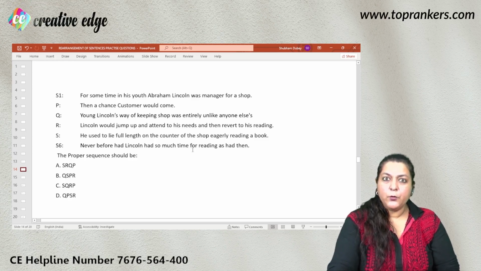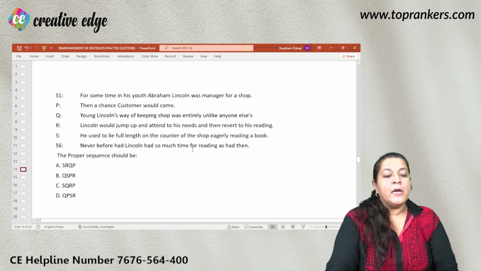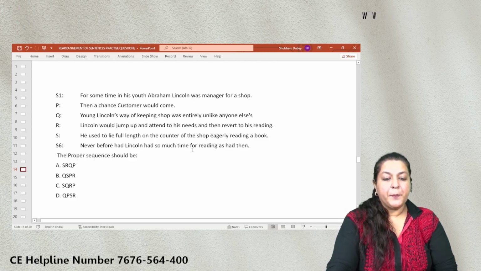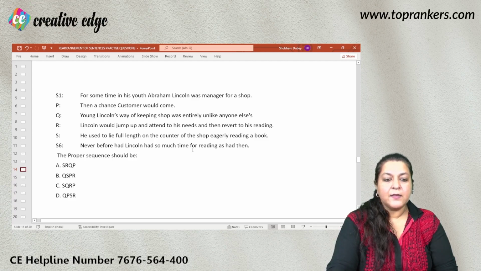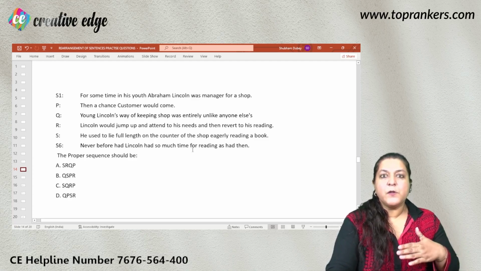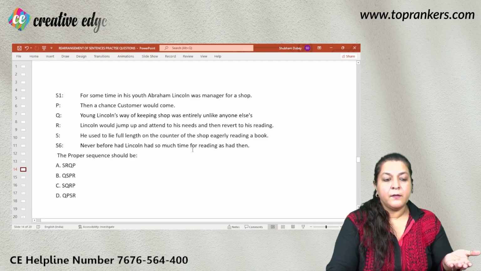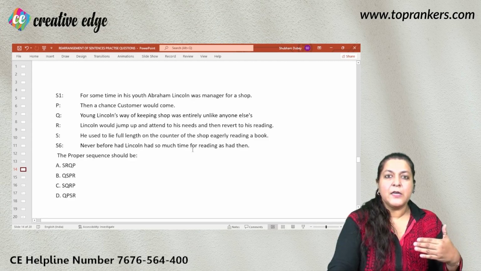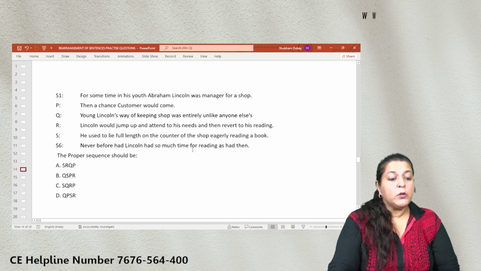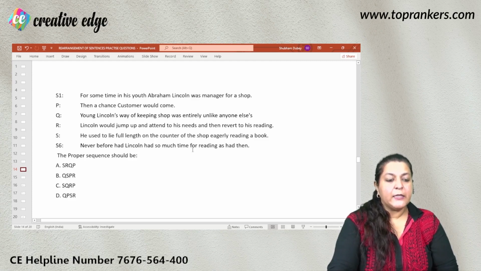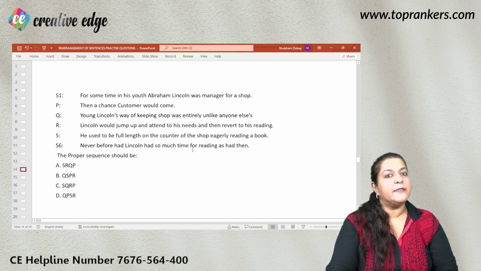All right. Now, if you see this, it has to be something that talks about his reading habits. He used to lie full length on the counter of the shop, eagerly reading a book, says sentence S. Lincoln would jump up and attend to his needs and then revert to his reading, says sentence R. Then a chance customer would come, says sentence P. Now we are not reading sentence Q, the reason being we are sure that probably sentence 1 is followed by the sentence Q. Now in both the cases, in option B as well as D, R is the one that the sentence ends with.